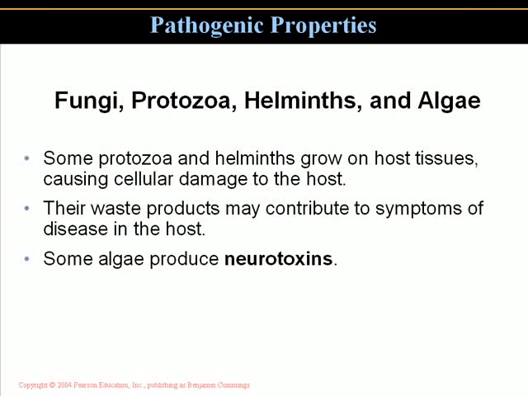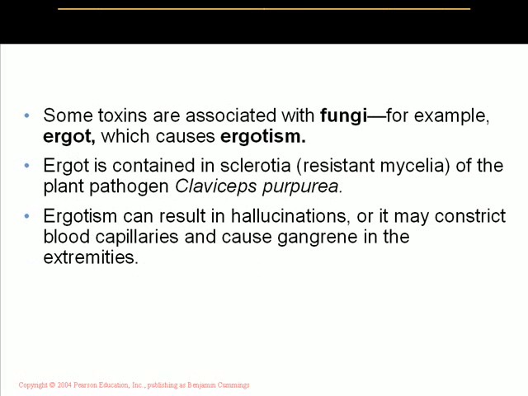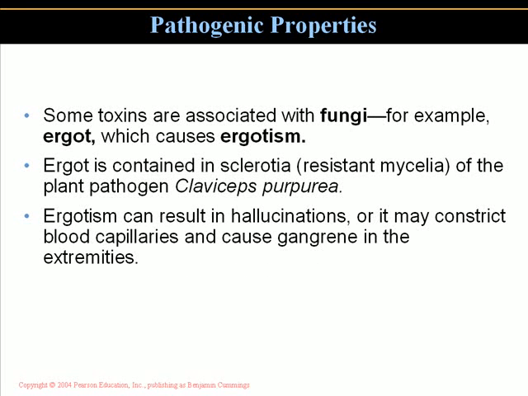Some other pathogenic properties in other organisms: fungi, protozoa, helminths, and algae. Some protozoans and helminths grow on host tissue, causing cellular changes to the host. Their waste products contribute to symptoms of disease. Some algae can produce a neurotoxin. Some toxins are associated with fungi, such as ergot. Ergot is now used therapeutically in some agents for the control of migraine headaches, which reduce muscle spasms or vasospasms.